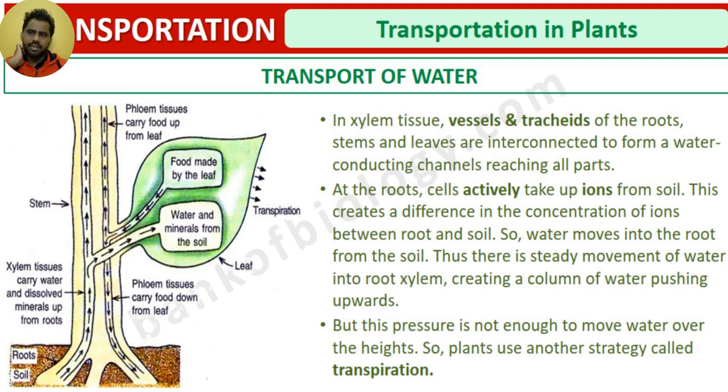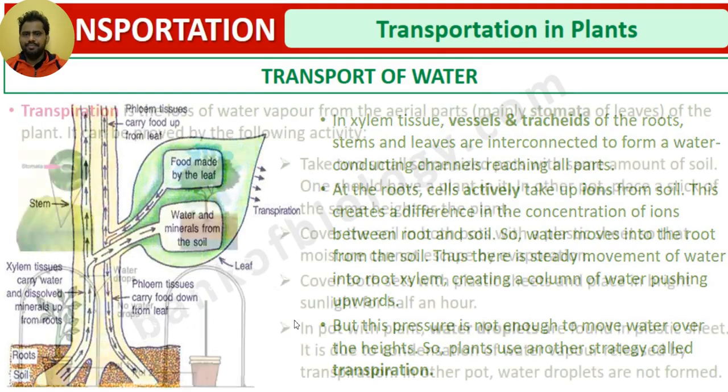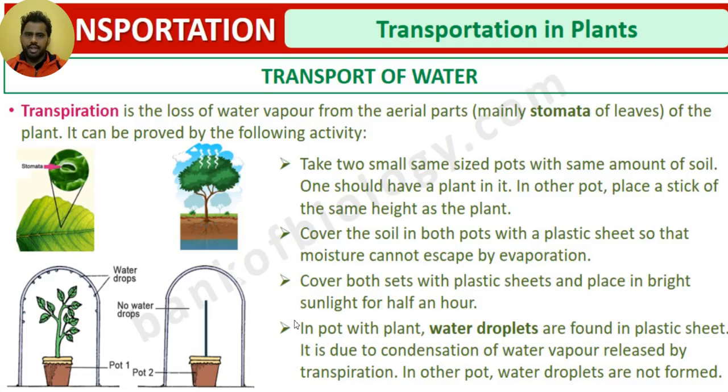What is transpiration? Transpiration is just like the sweating that we do in humans. In the same way, transpiration occurs in plants: loss of water through leaves. Transpiration is a loss of water vapor from the aerial parts, mainly the stomata of leaves of the plant. It can be proved by the following activity. We will do some activity to prove this. This can be asked in the exam: describe some activity to prove the function of stomata.